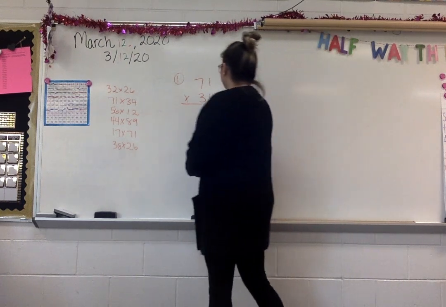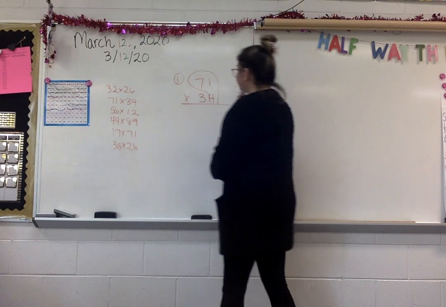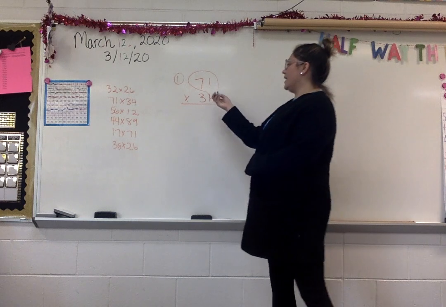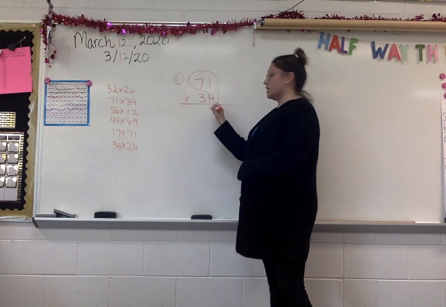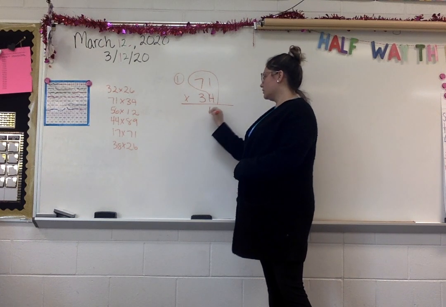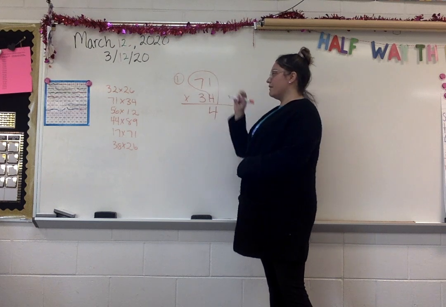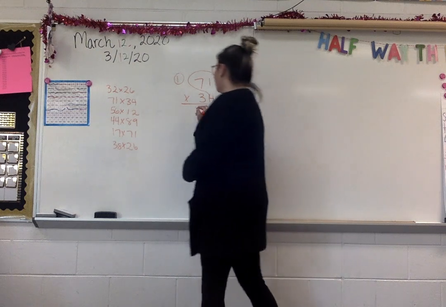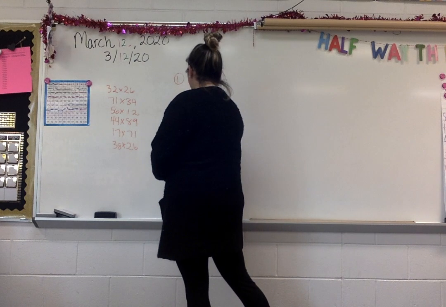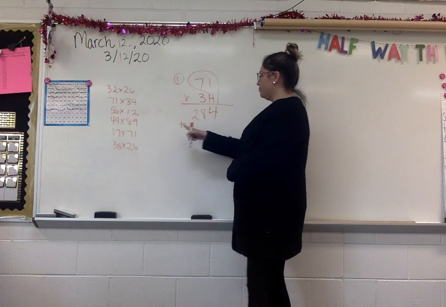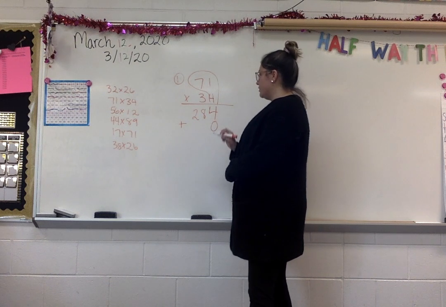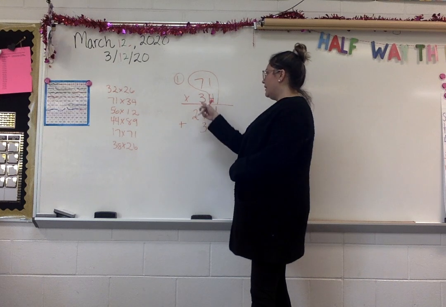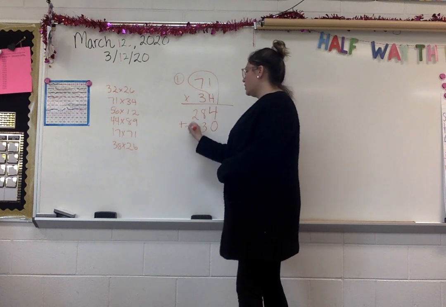So first I'm going to do turtle head. So I'll draw my turtle. Kind of looks like a dinosaur today, but we'll go with it, right? So we have 4 times 1, which gives us 4. And 4 times 7, which should give us what? Hopefully you said 28. So I'm going to put 28. Now I have a plus sign and lay my egg, my 0 here. So 3 times 1 will give me 3. And 3 times 7 will give me 21.